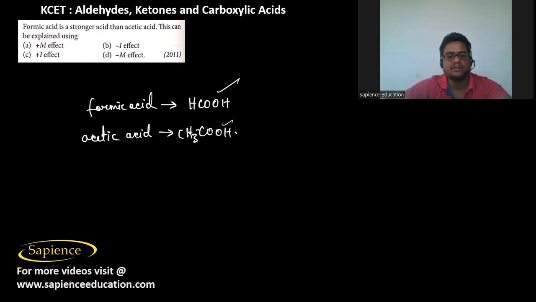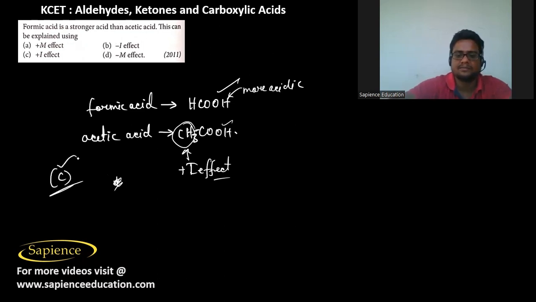Why? Here we have one CH3, one methyl group which is attached to the COOH group and which has the plus I effect, which is the positive inductive effect. But in case of HCOOH, there is no methyl or alkyl group attached. So it means that this hydrogen is more acidic than the hydrogen in acetic acid. So it can be more easily explained by using the plus I effect. So option C is the correct answer.